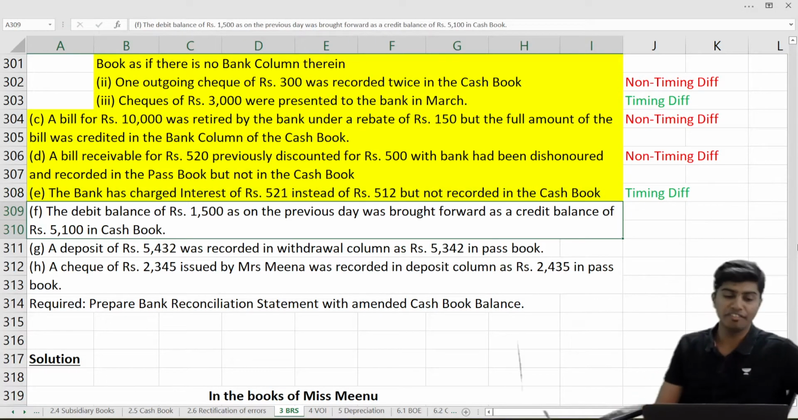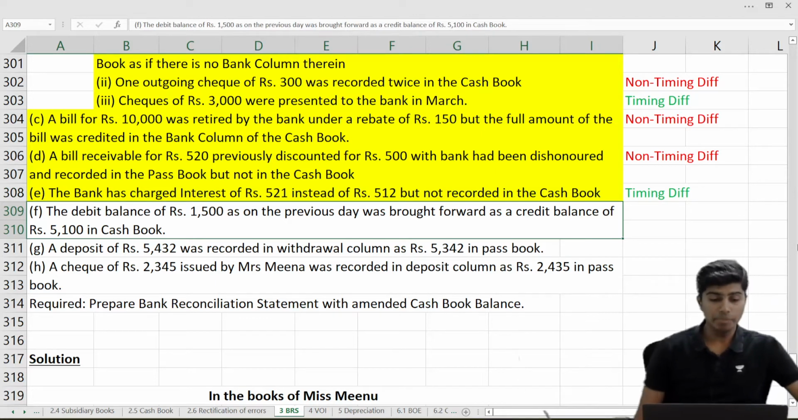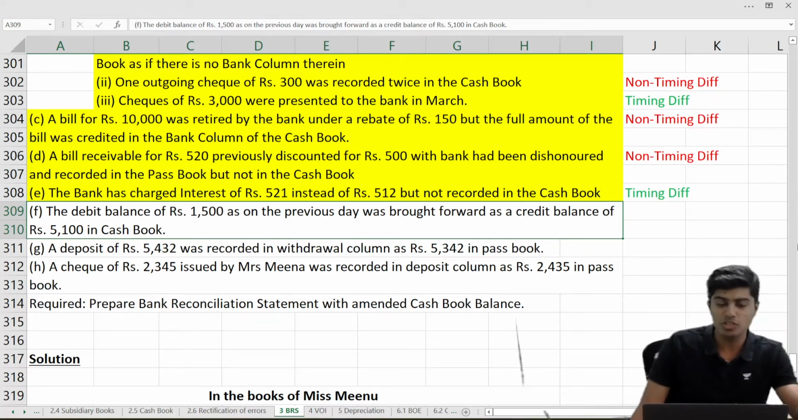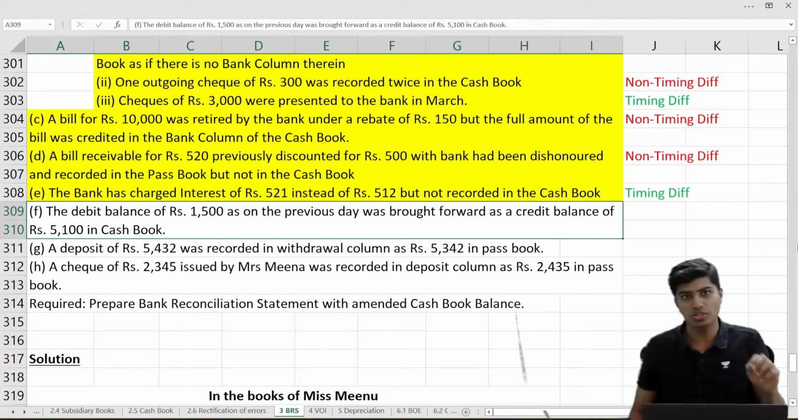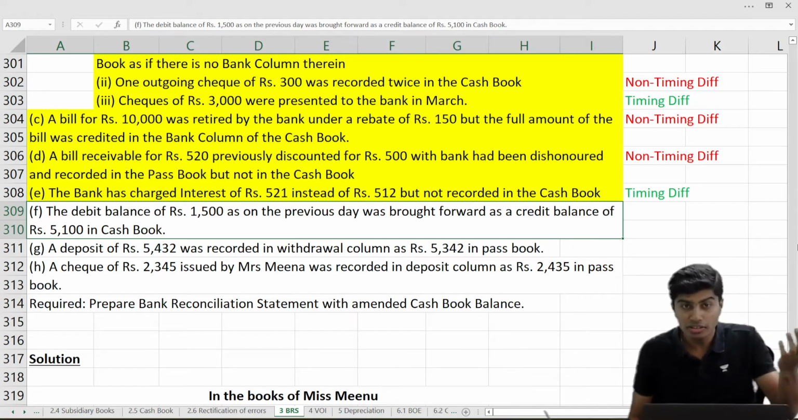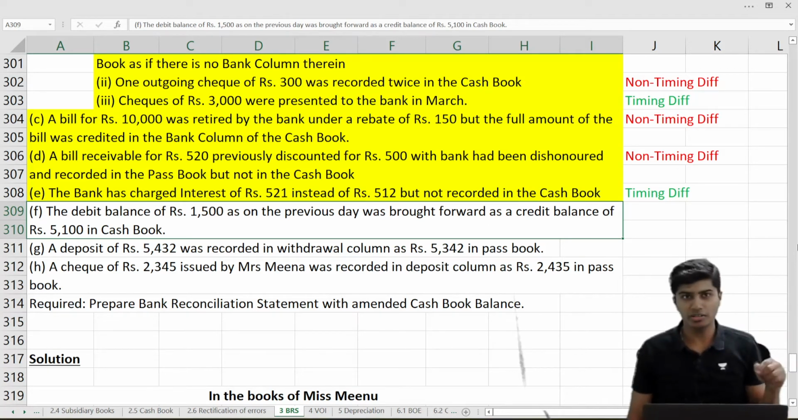Chalo, let's go to F. A debit balance of rupees 1500 as on the previous day. Debit balance is favorable balance. It has been brought forward as a credit balance of 5100. The correct balance is a debit balance of 1500. They should have written debit balance 1500. They have not written, so I should write on the debit side 1500 now. It's a receipt of 1500.